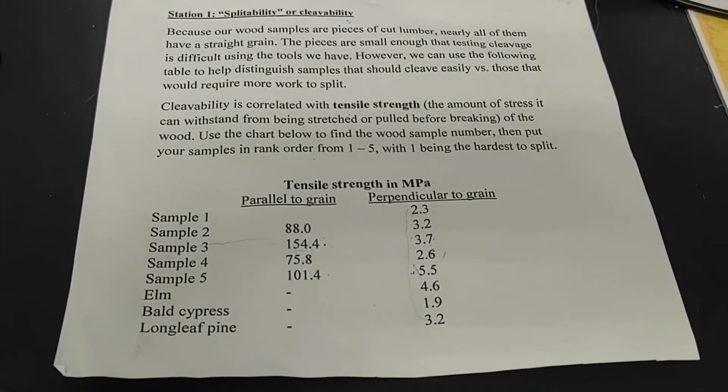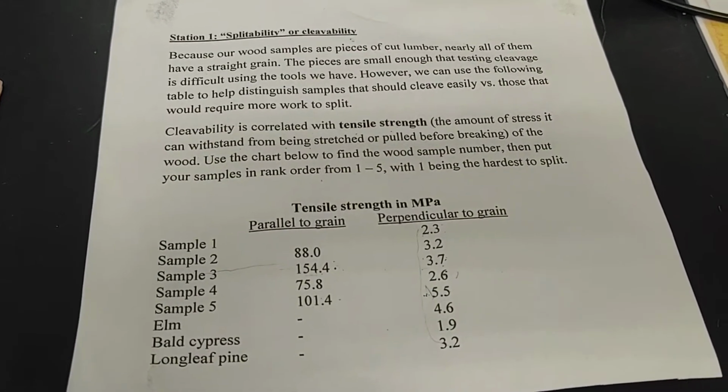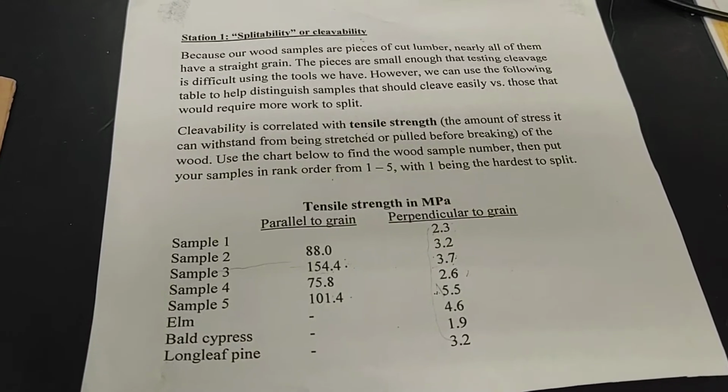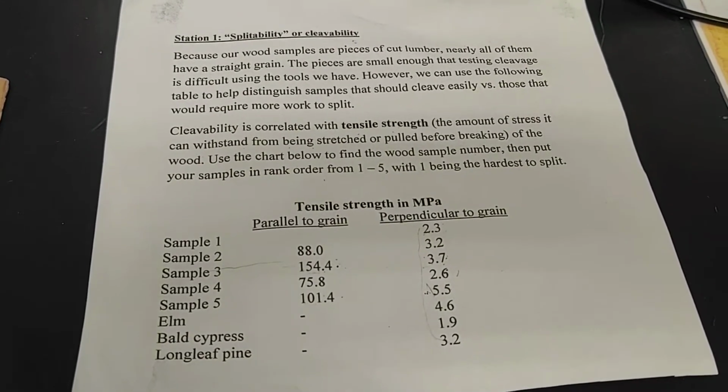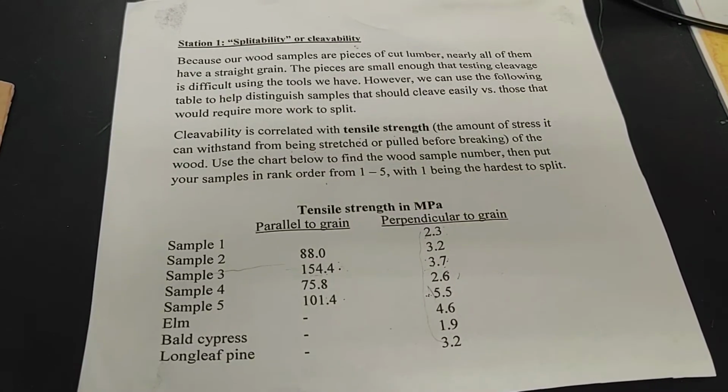And here we have some statistics, or data essentially, that talk about the cleavability or tensile strength of our different samples and compares them to 3 other trees, the elm, bald cypress, and longleaf pine.